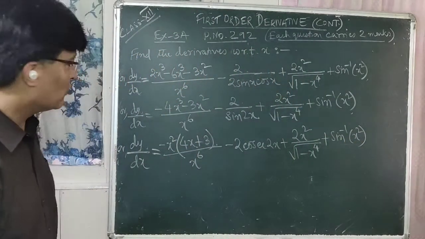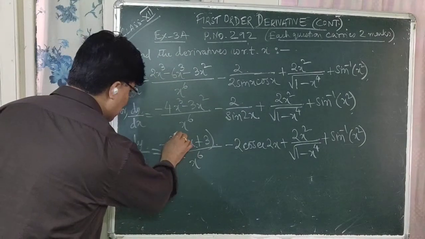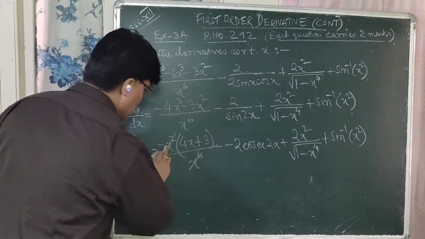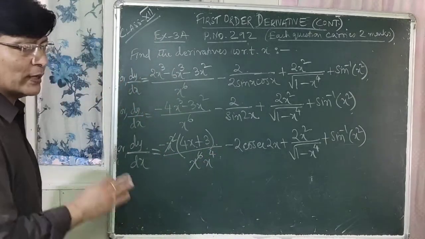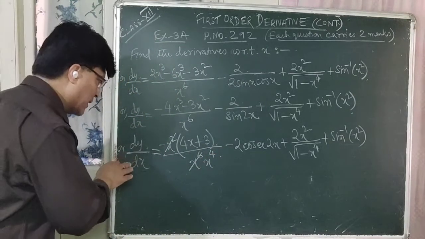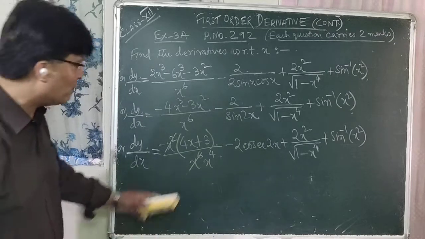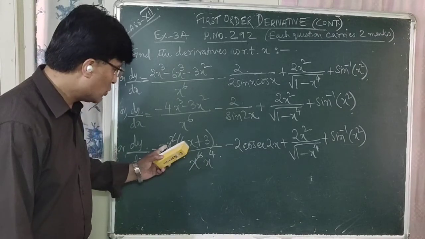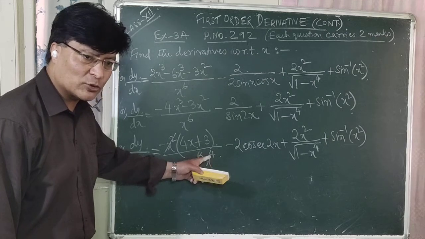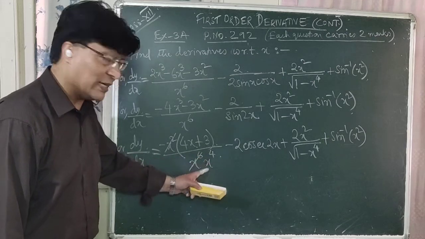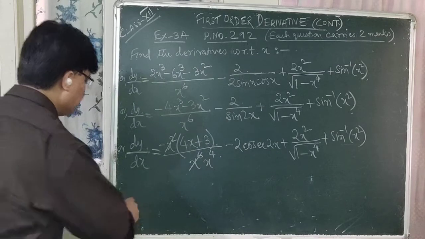Now let us write down the final answer. So here you can cancel x squared with x to the power 6, that means x to the power 4. So x to the power 6 is cancelled by x squared, which is equal to x to the power 4 here, isn't it? So when this x squared goes to the denominator, it becomes minus 2. What is 6 minus 2? That is 4. So it is x to the power 4, right?